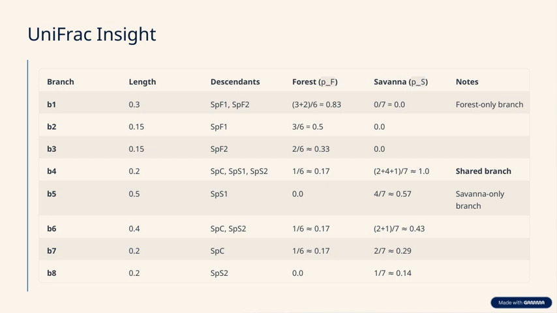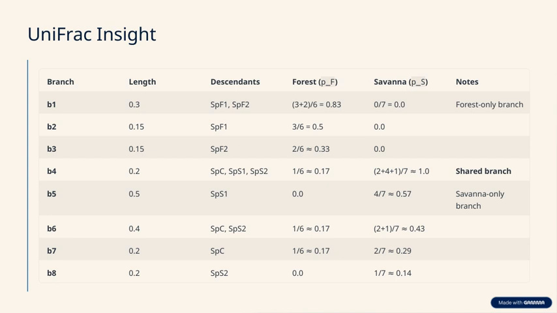Next, branch B2, with a length of 0.15, contains only SBF1. Here, roughly half, about 50% of its descendants are in the forest, while none are in the savanna. This indicates some degree of forest specificity, but not exclusive. Moving to branch B3, also 0.15 in length, which includes SBF2. Its descendants are about a third in the forest, with no presence in the savanna, indicating a more limited forest association.